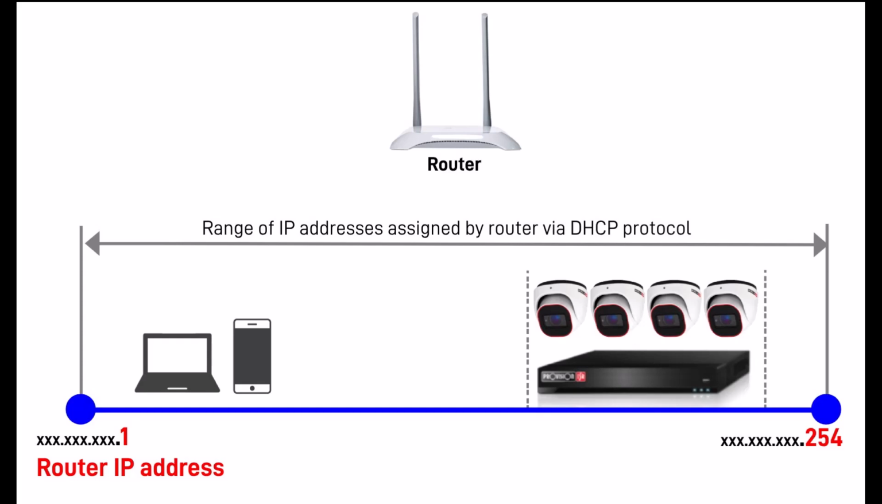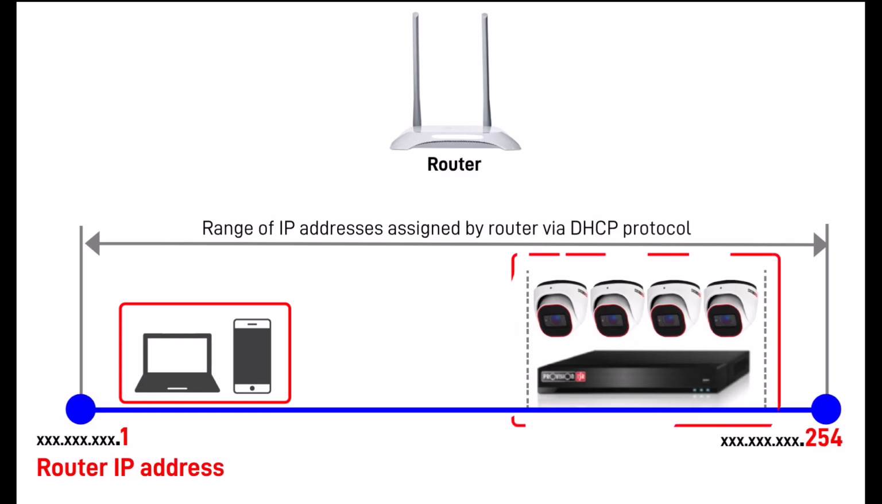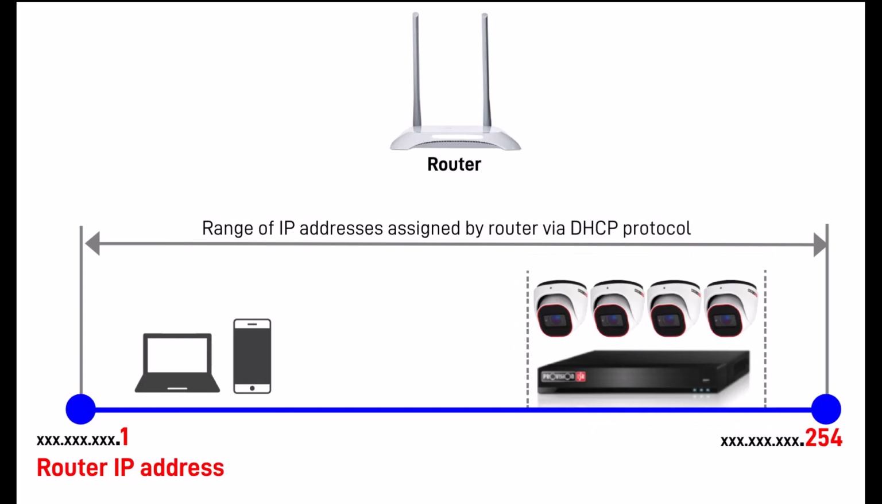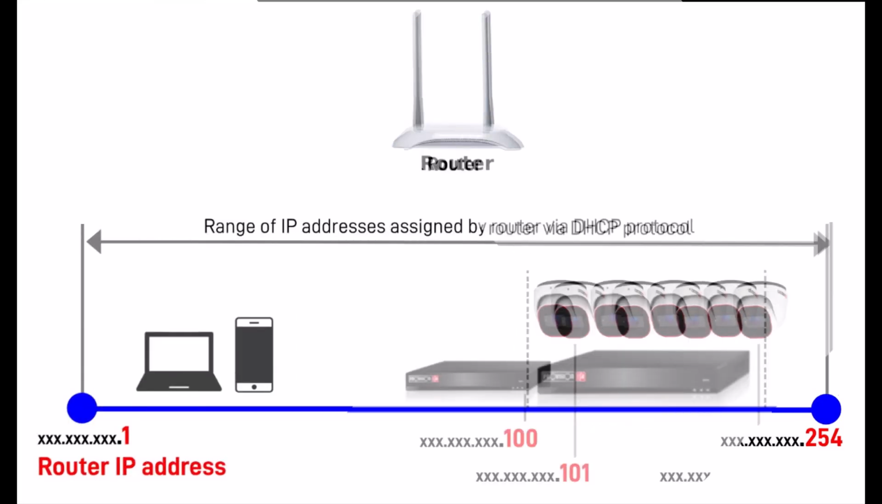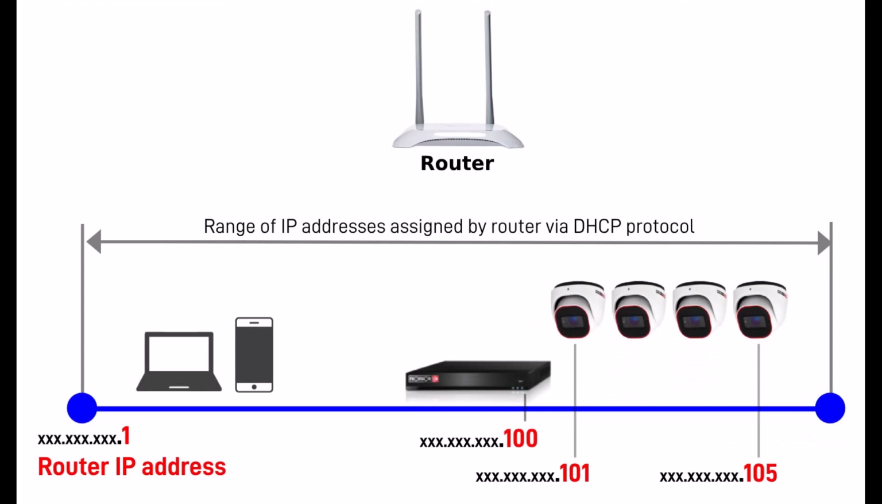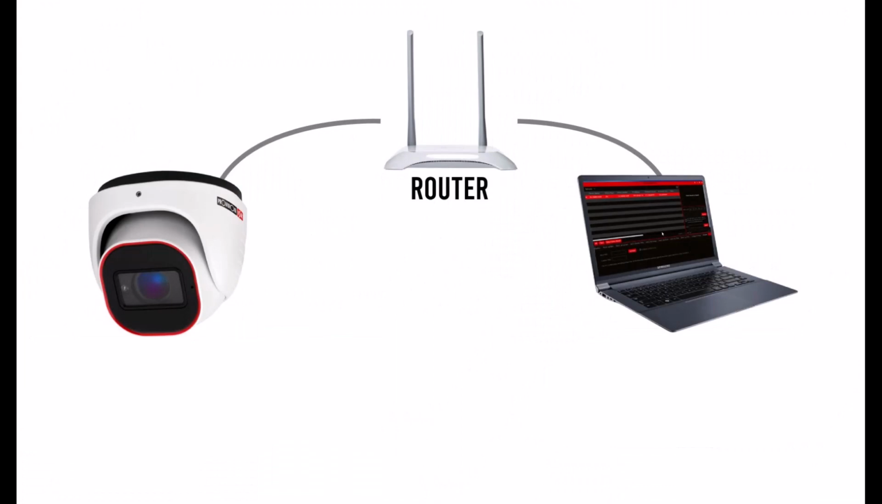For example, if our router IP address is ending with 1, and it assigns IP addresses to all the computers and smartphones in the vicinity of this number, it is preferable to set all our cameras with IP addresses that are far from this scope. For example, we will assign the NVR an IP address that ends with 100, and for the cameras, we will assign an IP address that ends with 101 for the first camera, and an increasing address for the other cameras. In this video, we will demonstrate a scenario in which both our computer and the camera are connected to the router.